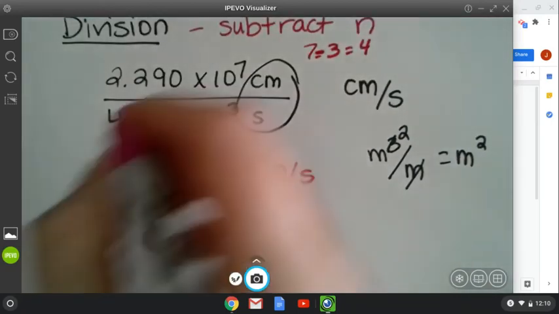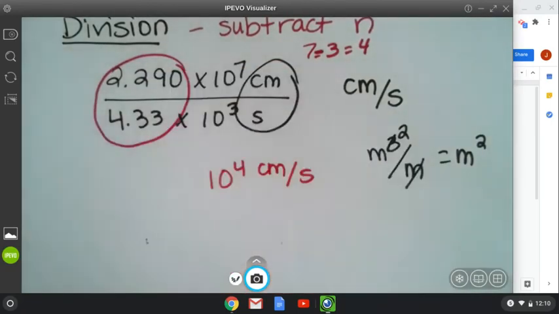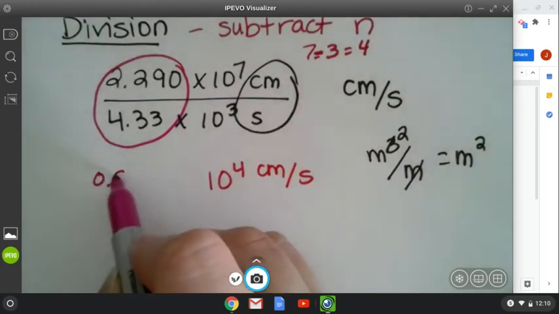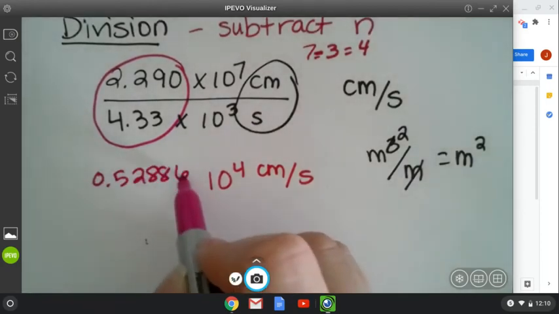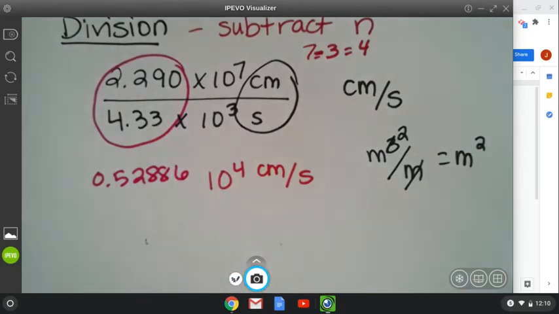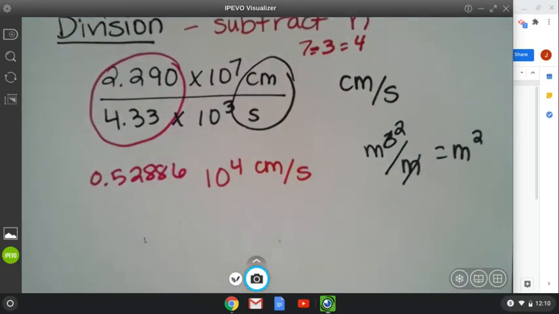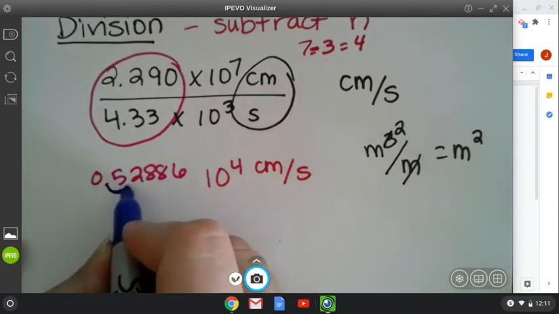So now we need to look at this right here. Okay, we're going to divide those together. So again, get my calculator out. 2.290 divided by 4.33 is 0.52886. I'm not going to write the rest because there's some more, but this will do. Okay, so again, we have to doctor it up here because it's not our final answer. One, our decimal place is not where it needs to be. Our decimal needs to be over here.